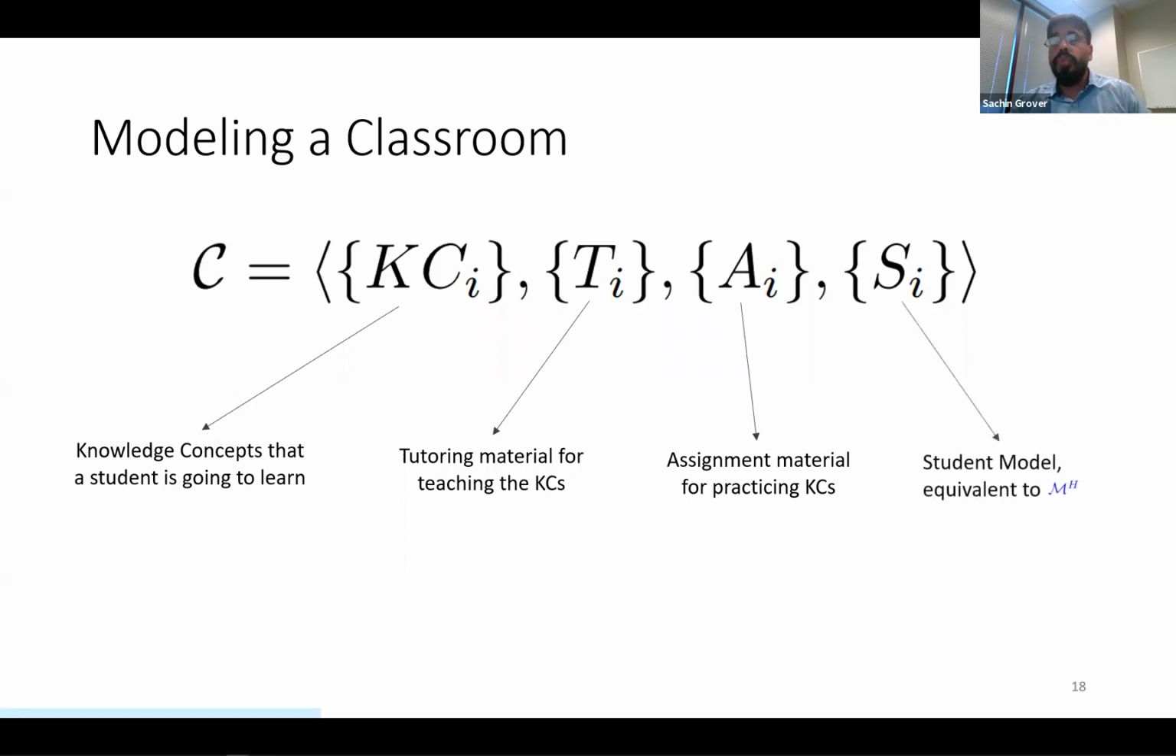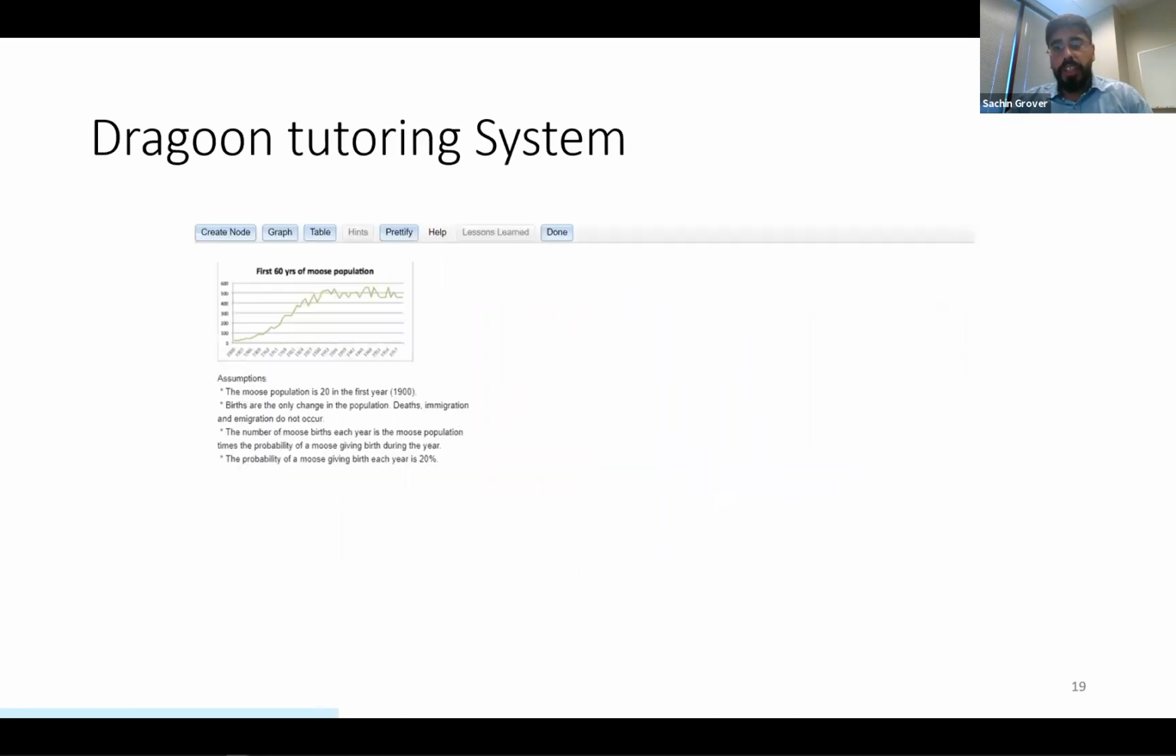And finally, the student model, which is equivalent to the human model. We applied it to a tutoring system, Dragoon. This is the interface of Dragoon. Dragoon is actually used to teach students how to construct dynamic models.